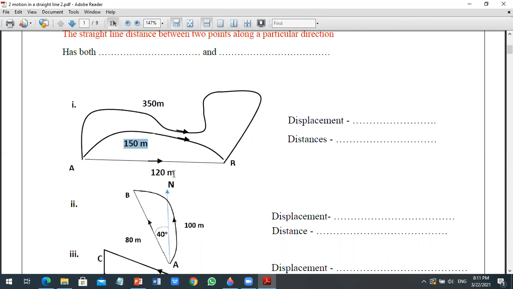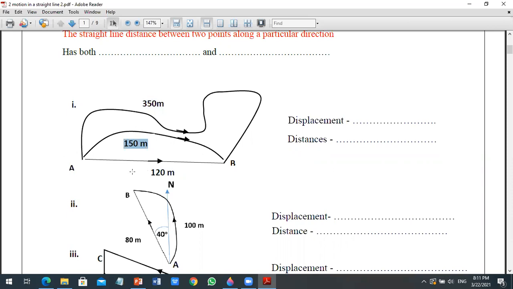But what about this 120 meters? Does it belong to the first picture? Yes, it belongs to the first picture. It's not a bit clear because they are closer. So, is that the answer? Yes, 120 meters is the displacement. And what about these two? They are distances.